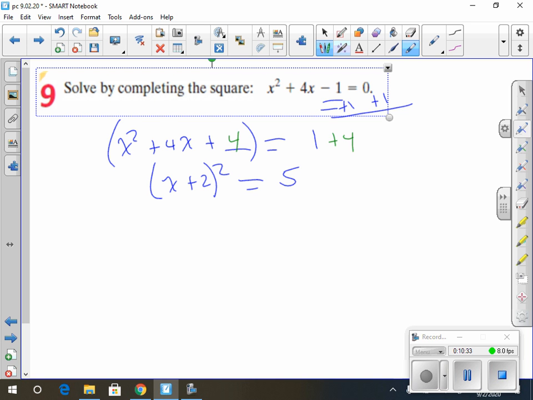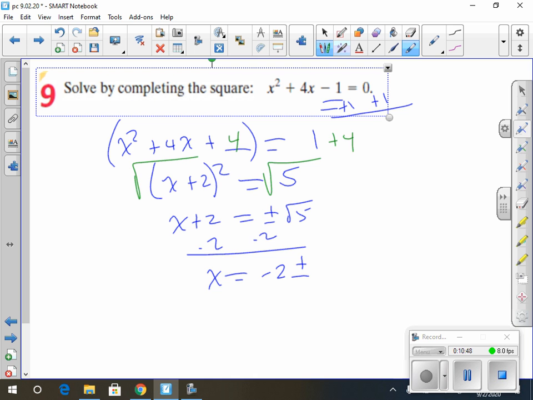Now I can go back to our previous slide and say, I can take the square root of this, which gives us x plus 2 equals plus or minus root 5. And then we can subtract 2 and subtract 2. X is equal to negative 2 plus or minus the square root of 5.